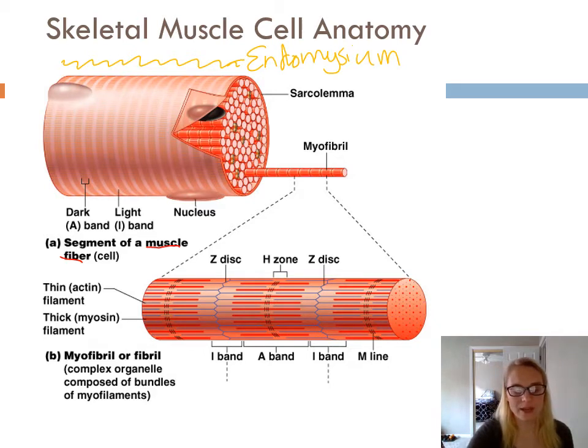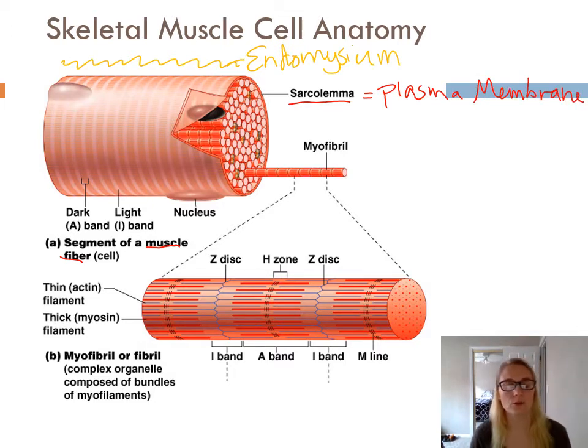And the reason I did that is because this first thing that we're going to identify is what we call the sarcolemma. Now, because this is a cell, it's got a phospholipid bilayer, a plasma membrane, just like any other cell, but we're calling it the sarcolemma. So this is basically the same thing as your plasma membrane. Okay, so sarcolemma holds everything in, and then just outside of that is where you're going to find that endomysium.